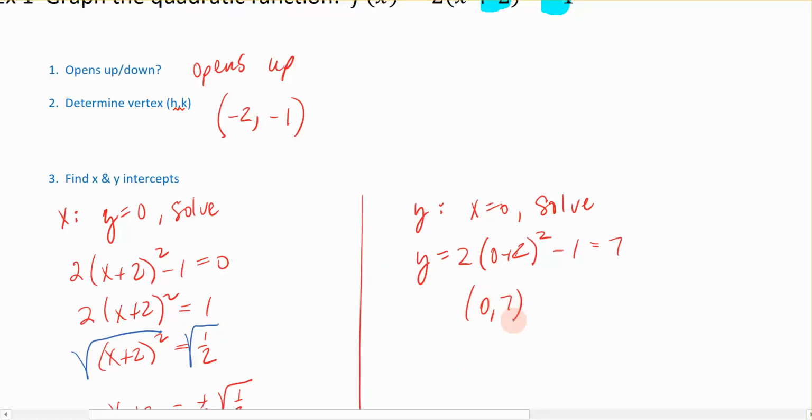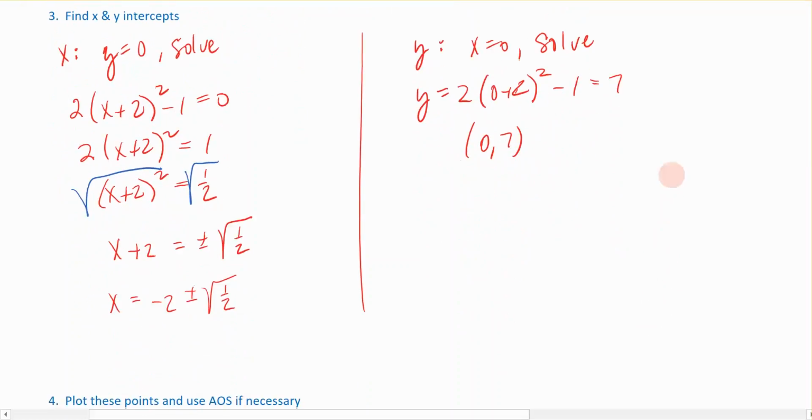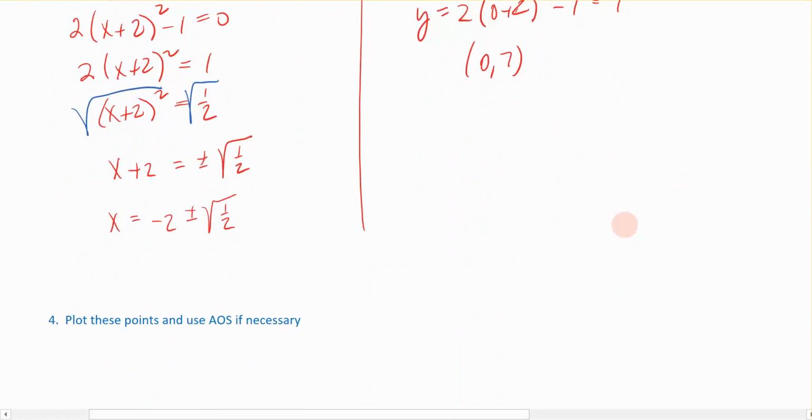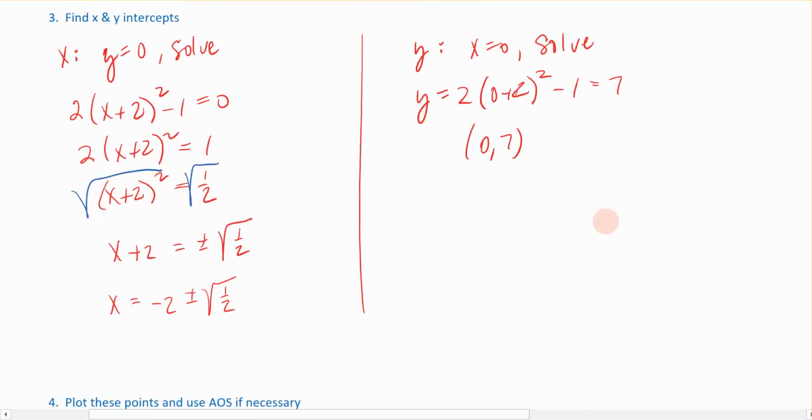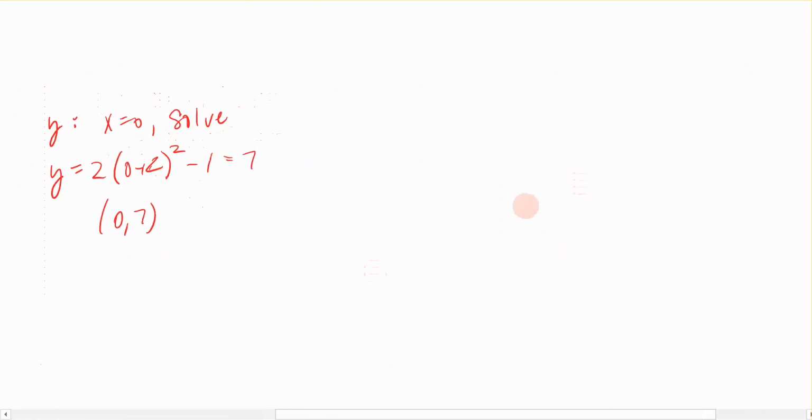Now the last thing we're going to do when we graph this is, if it's necessary, I will go ahead and use the axis of symmetry to be able to put points on both sides of my vertex. We don't end up needing that in this example, but we might in a little while. So I have everything I need to be able to graph this, and let's go ahead and apply that.